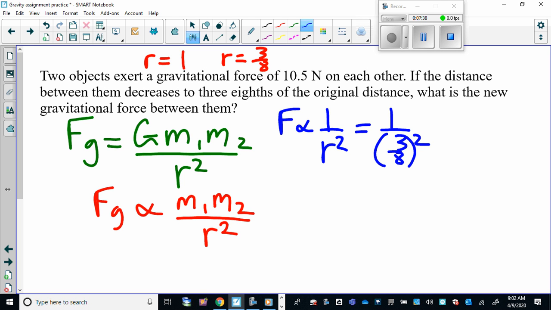And before we do any of this, we should have asked ourselves, is the answer going to be bigger or smaller than 10.5 newtons? So we take two objects. They have a gravitational force of 10.5 newtons, and then we move them closer. Does the gravitational force get bigger or smaller? And the answer is bigger, because if the radius goes down, then the gravitational force must go up.